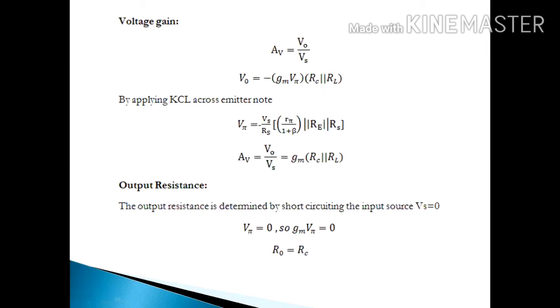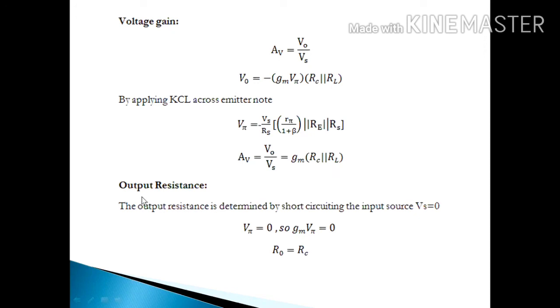And for finding out the V pi value, we have to apply the KCL across your emitter node. When we do that, we get the V pi value equal to minus Vs divided by Rs, r pi over 1 plus beta parallel with Re, and that too parallel with Rs. When substituting this V pi into the Vo equation, you can find out the total gain Av is equal to gm into RC parallel with RL.